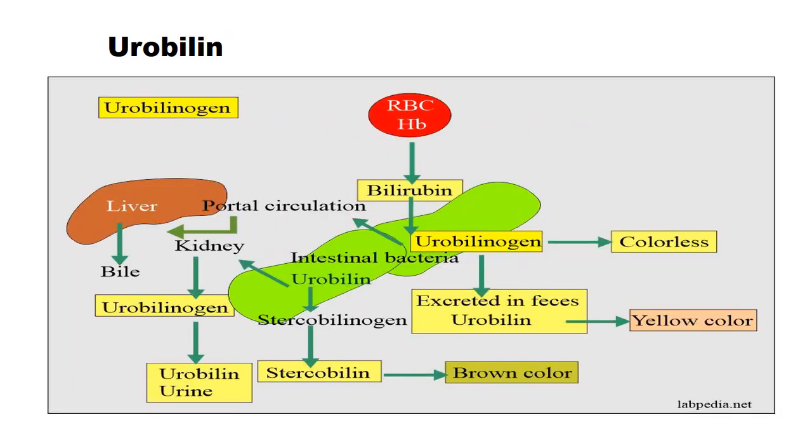This shows a bigger picture: the hemoglobin, RBC or the heme breakdown, bilirubin, urobilinogen in the intestine, what is happening, and all of these go to the portal system, then again are excreted in the bile. If it goes to the kidney, then urobilinogen and urobilin appear in urine. If it goes to the intestine, then it forms stercobilinogen, and stercobilin gives a brown color to the stool.